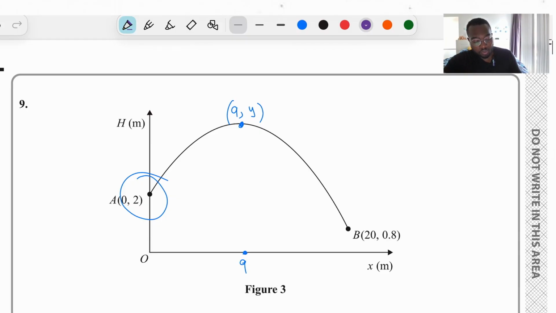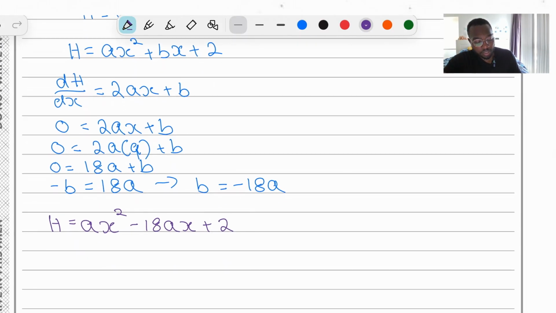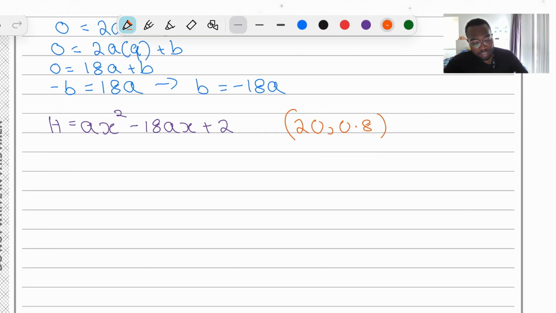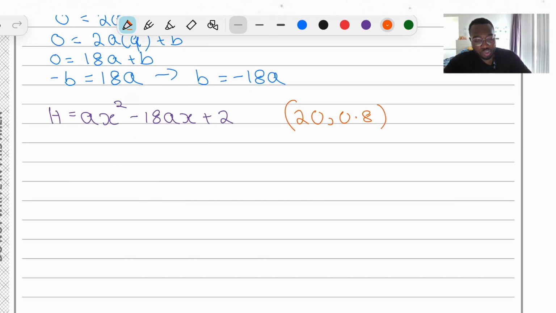But the problem is, we can't plug in 0 and 2 into x and y, because if you plug that in, you will just get a times 0 plus 18a times 0, and you'll just be left with 2. It doesn't really help us, because we want values for a. So really, you need to plug in the 20 and the 0.8, okay? If we plug that into our x and y values, we'll just be left with a, and then we can find out our unknown a.